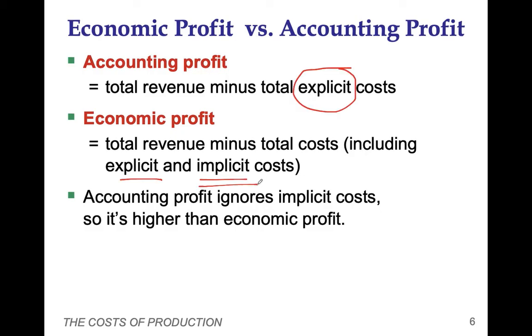Economists include in their calculation of the firm's economic profit the implicit costs such as opportunity costs. For the opportunity cost, usually there is no proof, there is no paper that shows that this cost has resulted in a payment of cash and money. So here is the difference between the two points of view on the firm's profit.